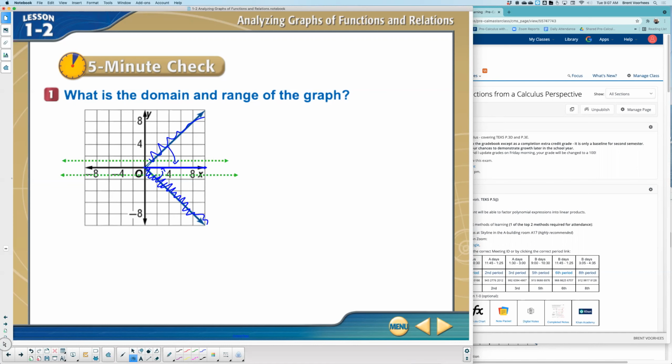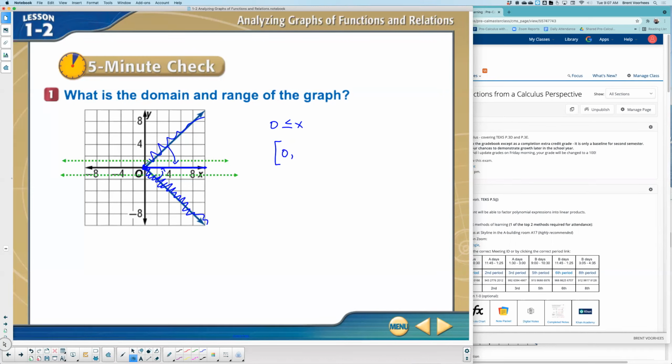Now, if you don't see a dot, open or closed, if you don't see a dot at all, you assume it to be a closed dot, which would mean a bracket or an equal to sign. So in inequalities, I would say zero is less than or equal to x. And if I was using interval notation, I would do bracket zero comma.